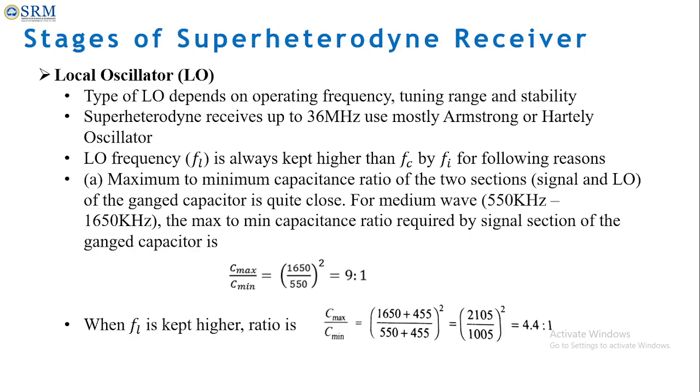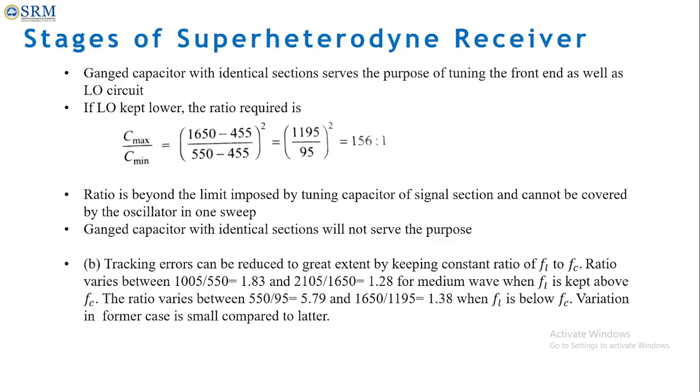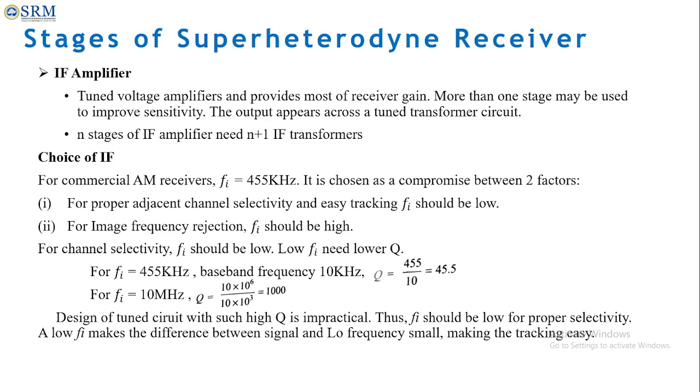While FL is kept higher, the ratio will become 4.4:1 here, based on adding the 455 kilohertz intermediate frequency. So adding the intermediate frequency to both the C max and C min frequencies, we obtain the ratio as 4.4:1. If we keep the local oscillator at the lower value, we subtract those values and we obtain the ratio as 156 to 1.